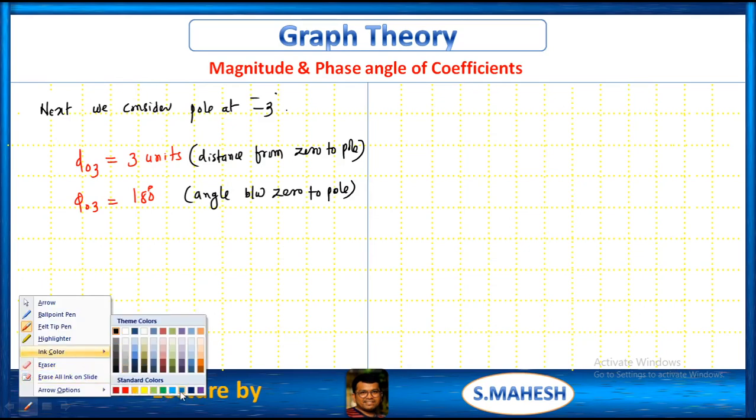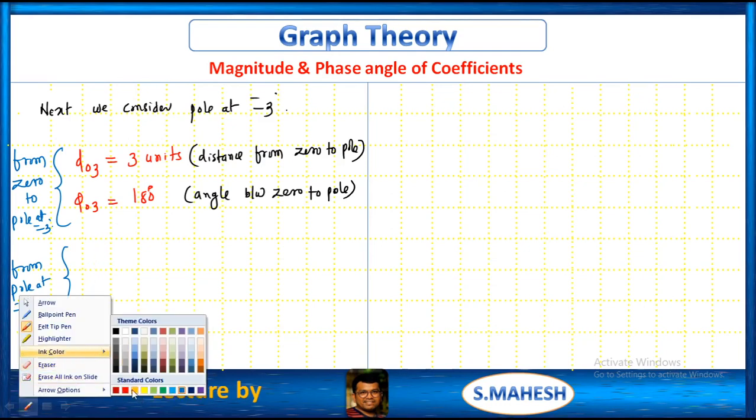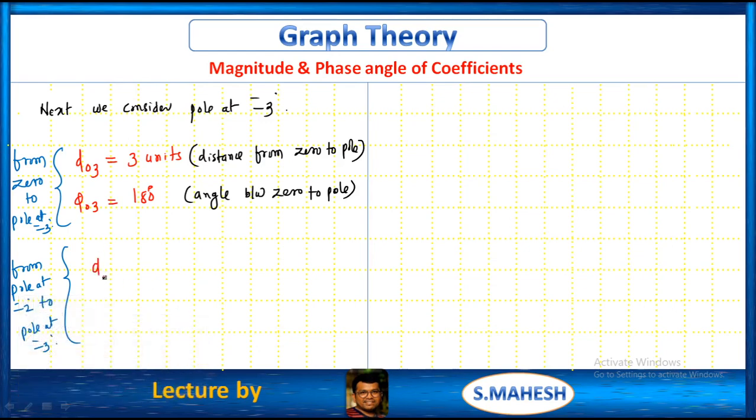Like that, with respect to pole 2, from 0 to the pole at minus 3. Like that, from the pole at minus 2 to the pole at minus 3. This is another set, right? That is, what is that? From d to 3, which is equal to what? 1 unit only. Like that, 5 to 3 is what? 5 to 3.